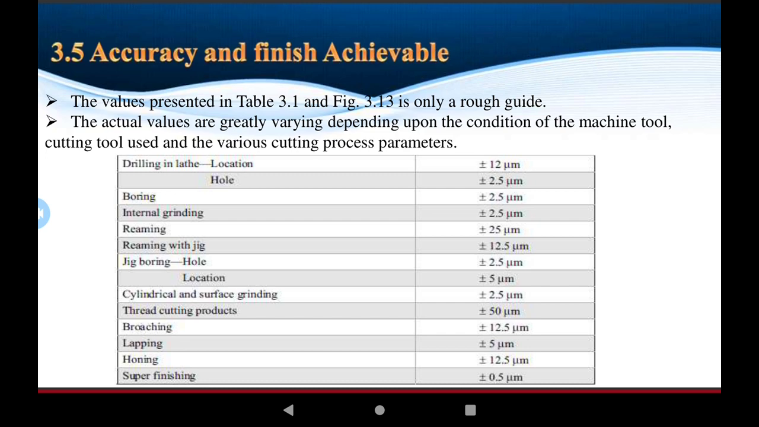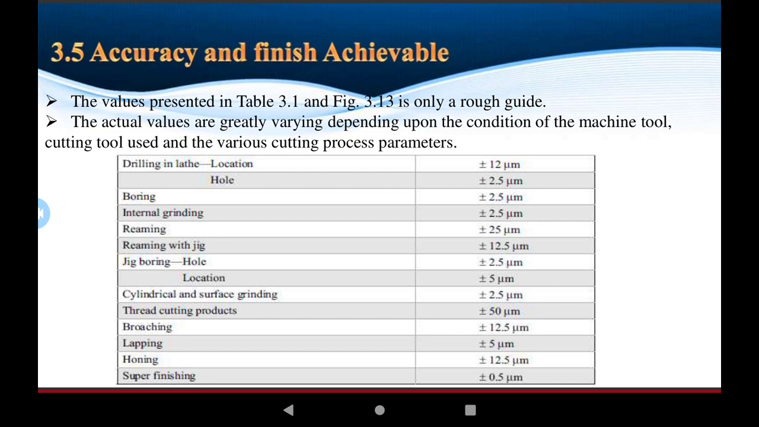Location of the 5 microns. And cylindrical and surface grinding in this operation achieve a very smooth surface of 2.5 micrometers. And thread cutting, producing threads, in this operation achieves a smooth surface of 15 microns. And the broaching operation in manufacturing achieves 5 microns. The lapping operation also achieves a very smooth surface of 5 microns.